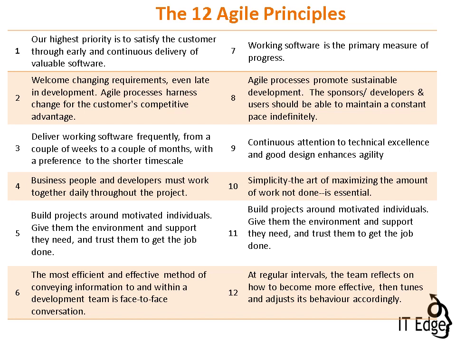5. Build projects around motivated individuals, give them the environment and support they need, and trust them to get the job done. 6. The most efficient and effective method of conveying information to and within a development team is face-to-face conversation. 7. Working software is the primary measure of progress. 8. Agile processes promote sustainable development. The sponsors, developers, and users should be able to maintain a constant pace indefinitely.